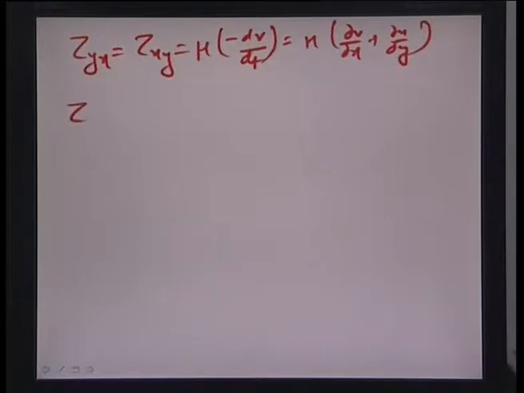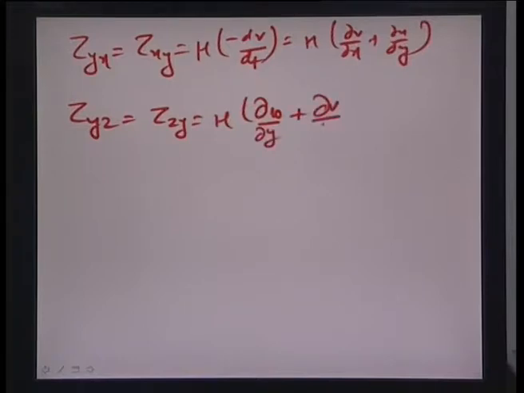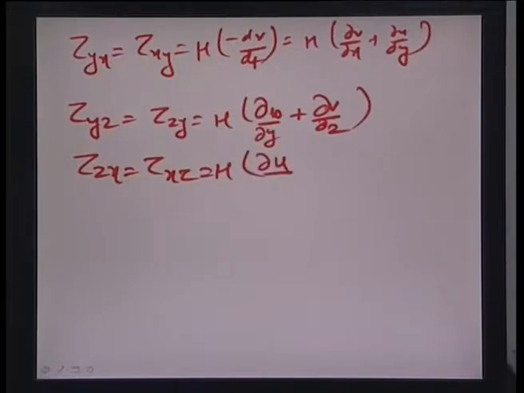And similarly tau yz equal to tau zy is the same as mu times del w by del y plus del v by del z. And similarly tau zx equals tau xz, and this we did actually in the last lecture, how this derivation happens, mu times del u by del z plus del w by del x respectively.